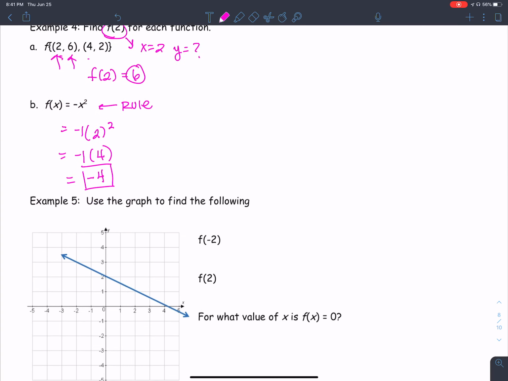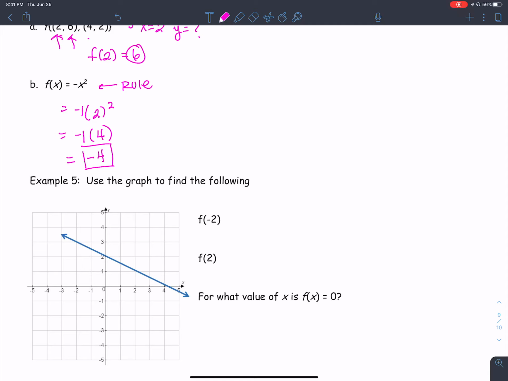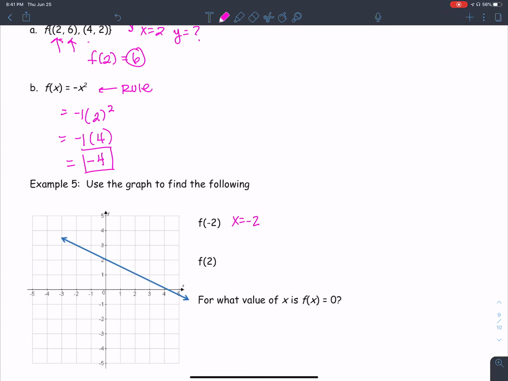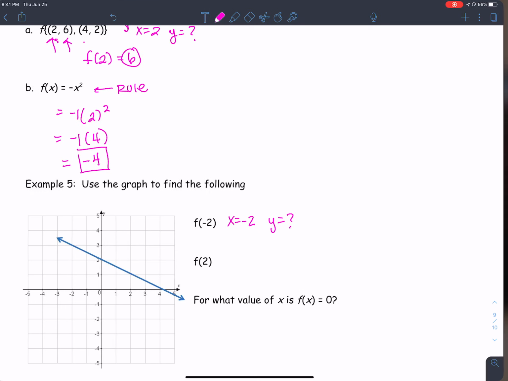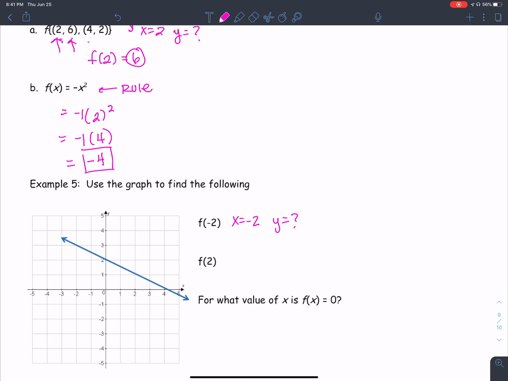All right, now we're going to use a graph to find the following functions. Okay, so here we go. I want to find f of negative 2. So remember this says x is negative 2. What's y? Okay, so I'm going to go to negative 2 of x, and I want y. So I'm going to go up to the line and then find the y value. It's 3. So the answer is f of negative 2 is going to equal 3.